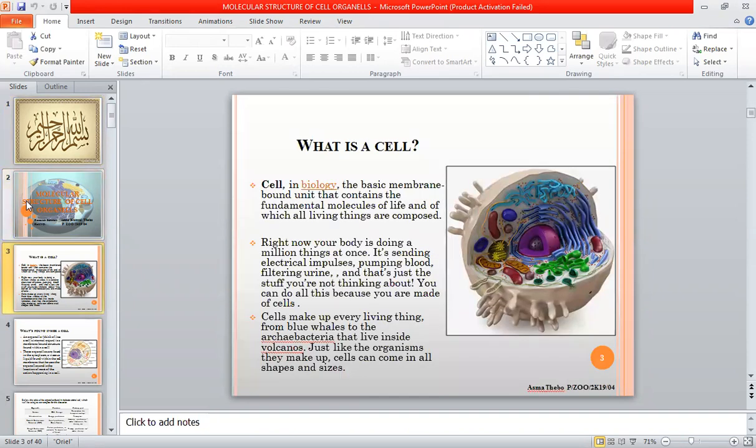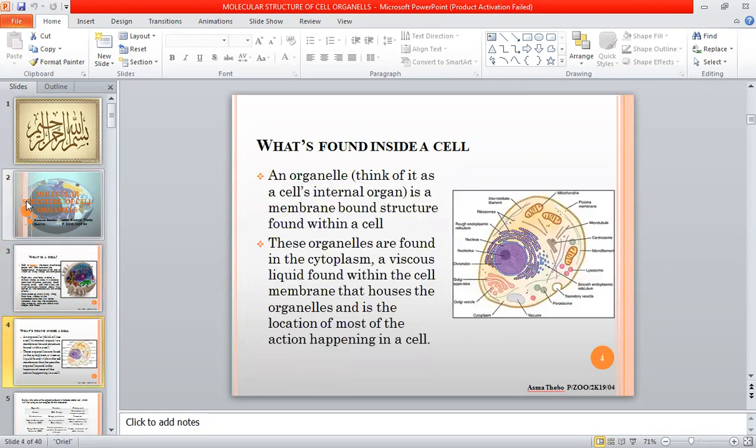Before understanding the molecular structure of organelles, we have to know about the cell. What is a cell? As we know, the cell is the basic structural and functional unit of life. Whatever the organism, from archaeobacteria up to the blue whale, all organisms are made up of cells. Now the question arises: what is found inside a cell?